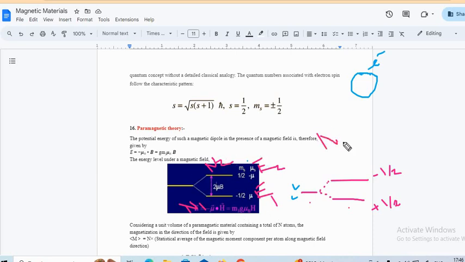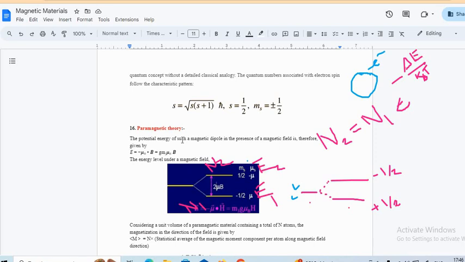You can write the Boltzmann equation: N2 is equal to N1 e to the power minus delta E divided by kBT, where kB is the Boltzmann constant and delta E is the difference between the two energy levels. Now the quantum effect comes in here. Apply the field, vary the temperature, and the number of particles in the ground state and excited state will be different.